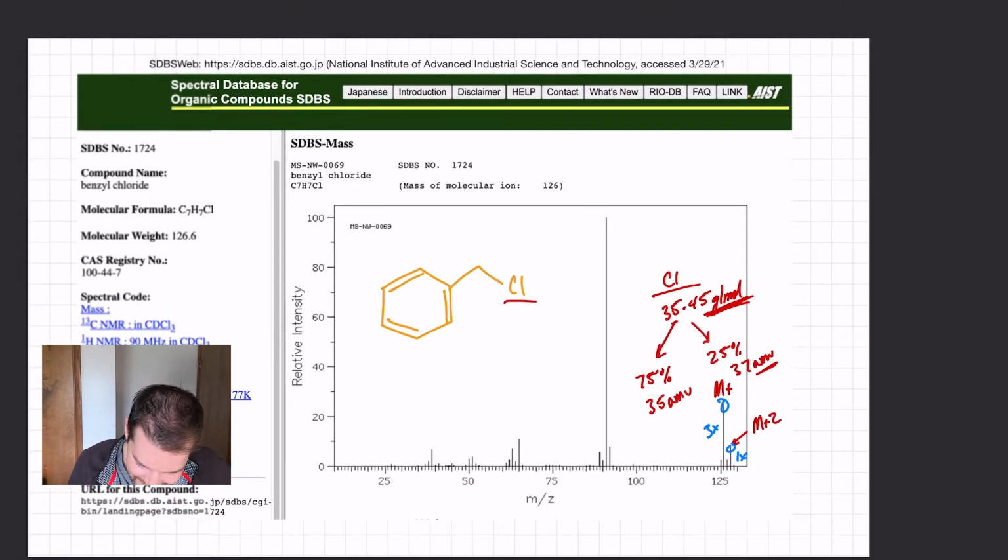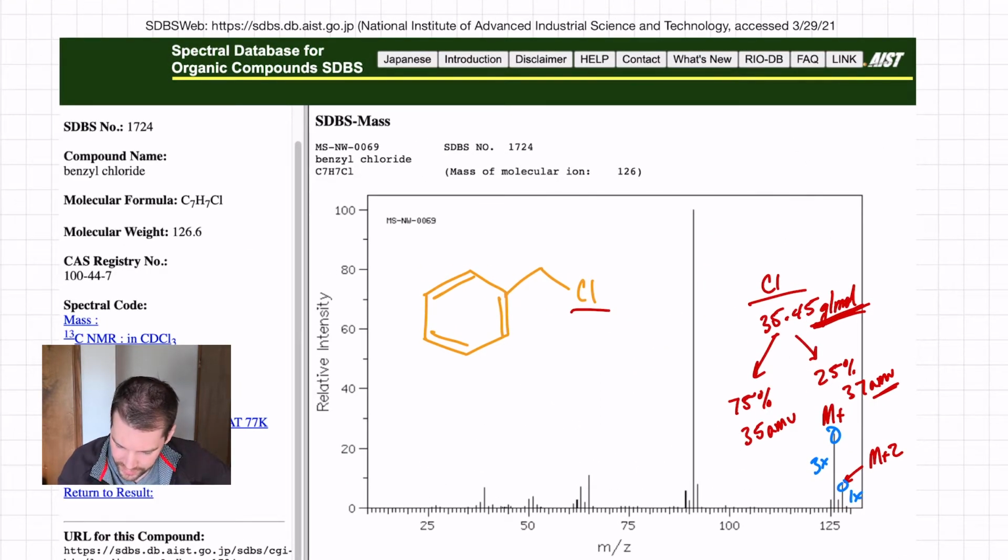So if we see the M plus and the M plus 2 with this relationship, we can say, oh, not only do I know that the molecular ion has a mass of 126 in this case, I also can see that there's a chlorine present because we have an M plus that's 3 times larger than the M plus 2. Once again, the base peak here shows at 91, and that's going to be your tropylium ion once again, so I'm not going to go into that again.